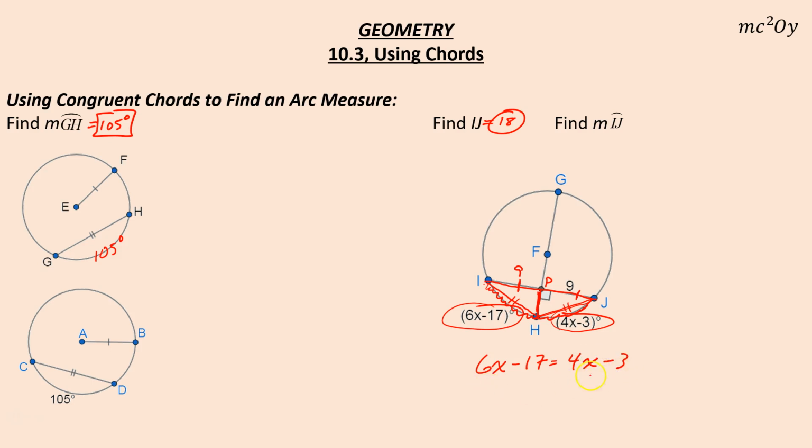Okay, and so subtract our 4x over, we get 2x minus 17 equals negative 3. Add 17, 2x equals 14. Divide by 2, so x is 7.